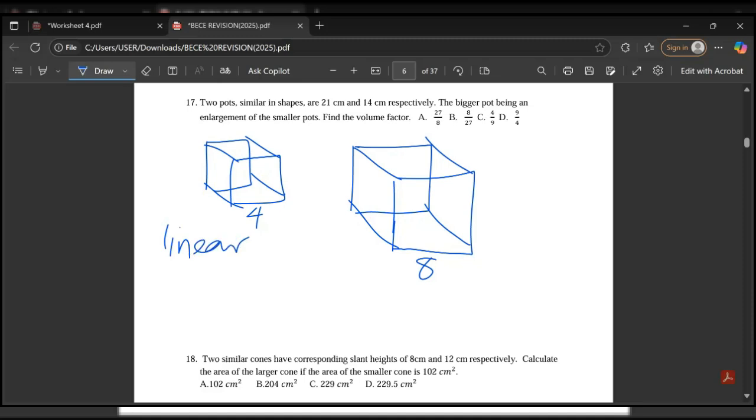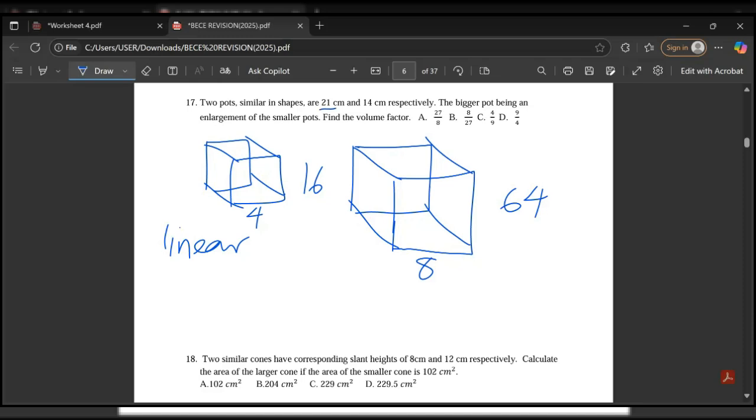Then the area of the face of the first one will give us 16, while the area of this one will give us 64. That is area. Then the volume of the first cube and the volume of the second one is volume, right? Now, if you want to find the linear scale factor, it depends.